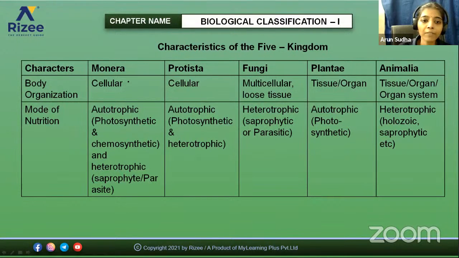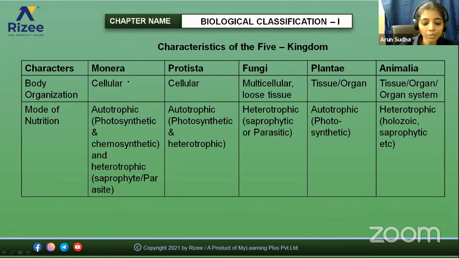Each and every organism, the prime constituent is cells. So all are made up of cells. And in the case of Monera, it's cellular organization. That is the independent cells, they do the function. And in the case of fungi, it is the tissue level of organization.